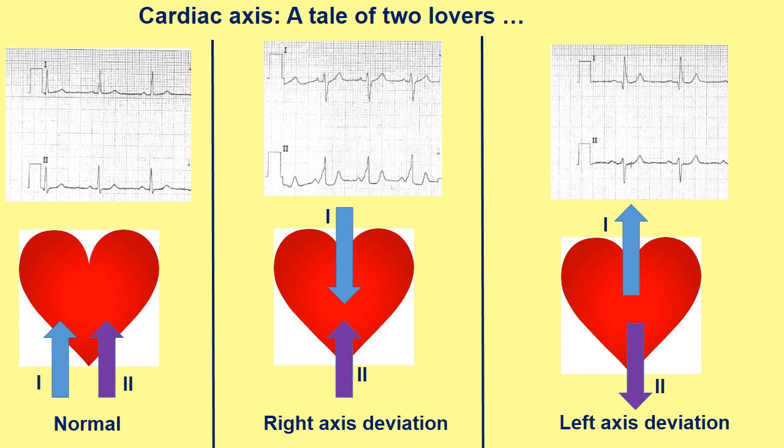And if you look at this ECG strip, there's a tiny deflection there, but it's mostly positive, so lead 1 is going up, and there's also a tiny positive there, but it's mostly negative, so lead 2 is going down. And you can see that they are pointing in opposite directions, so we say they've left each other.